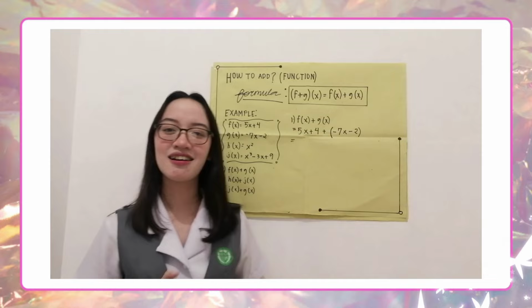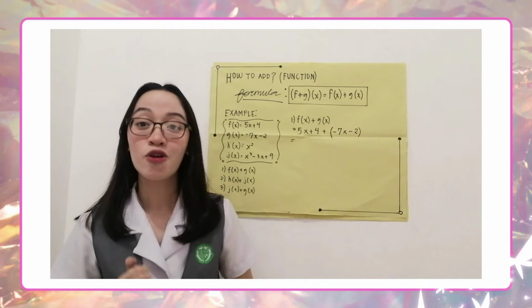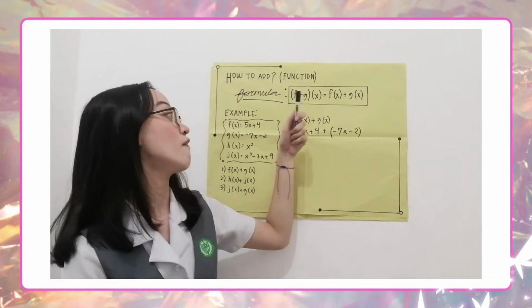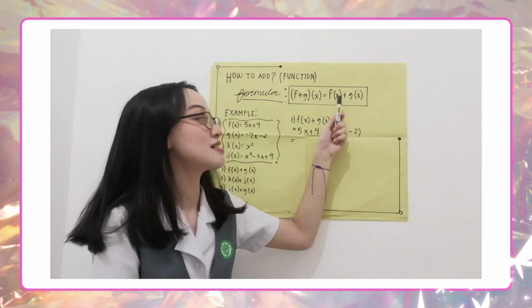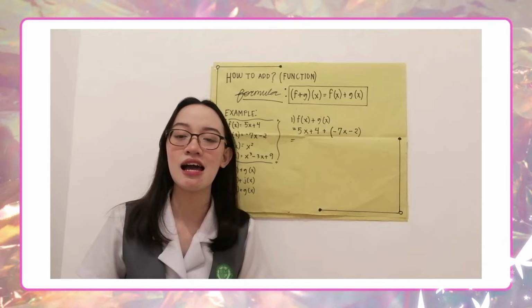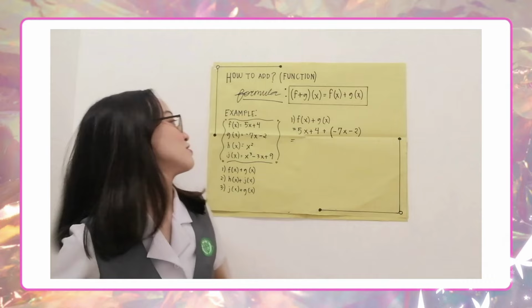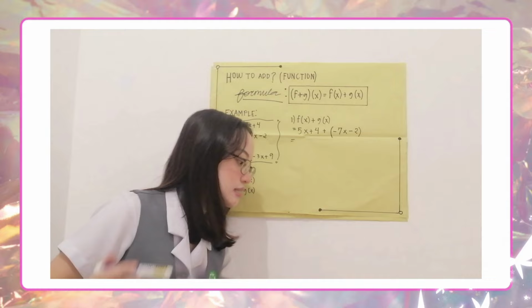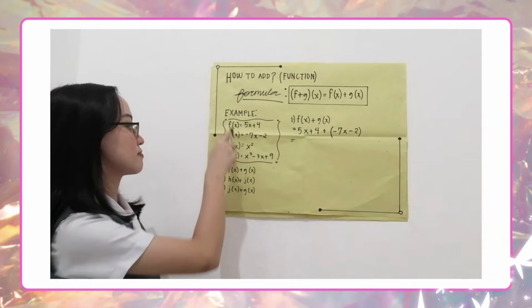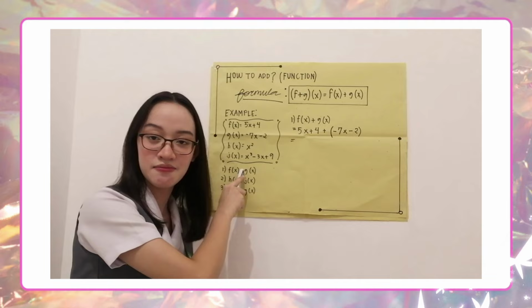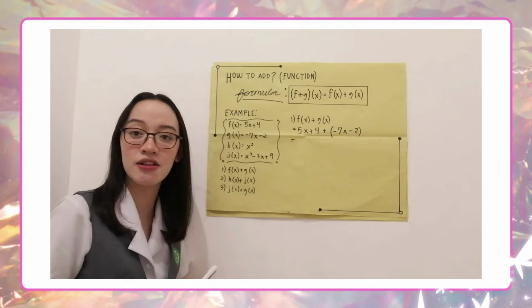Madali lang dyan. Ayan, so, we start tayo sa formula. Ano ba yung ginagamit na formula for addition? So, we have this F plus G of X equals to F of X plus G of X. So, ayan. Ibig sabihin, may kinakailangan tayo tatlong bagay. Mag-start tayo sa F, then sa G, and then sa X. Okay ba? So, before we start, alamin muna natin kung ano ba yung apat na given. Alphabetical yan. F of X, then G of X, and then H of X, and J of X. May tatlo tayong sasagutan in order for us to learn and apply addition on function.